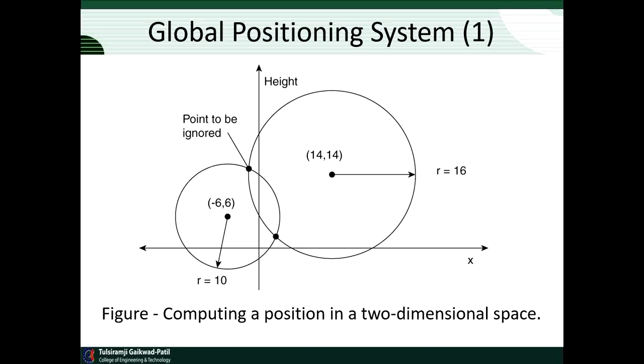So this principle of intersecting circles can be expanded to three dimensions, meaning that we need three satellites to determine the longitude, latitude, and altitude of the receiver on the earth.